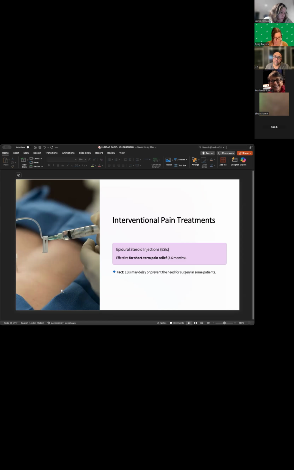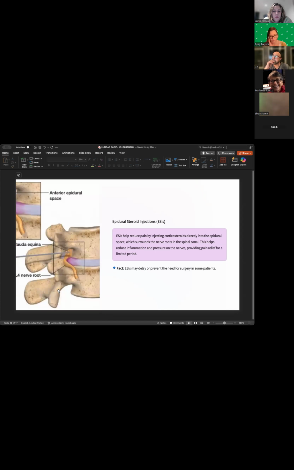So if an injection were to be recommended and not surgical intervention, then an epidural injection would be the best next step in management. An epidural injection helps reduce pain by using corticosteroids locally in the spot where the problem is happening. It's done under X-ray. It's done in the office. You're awake.